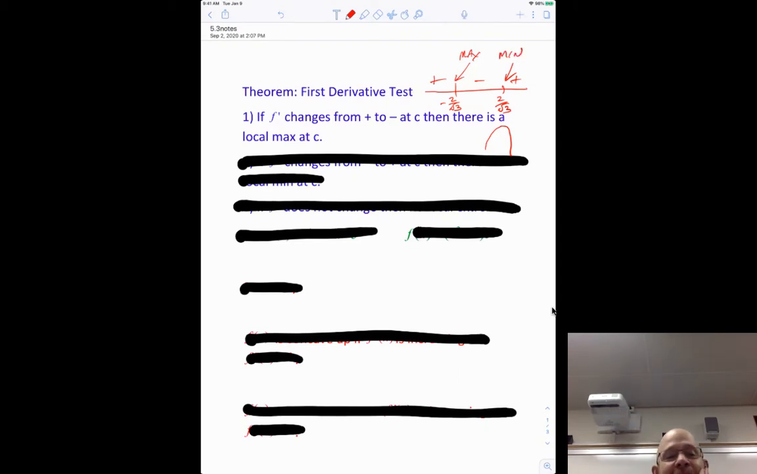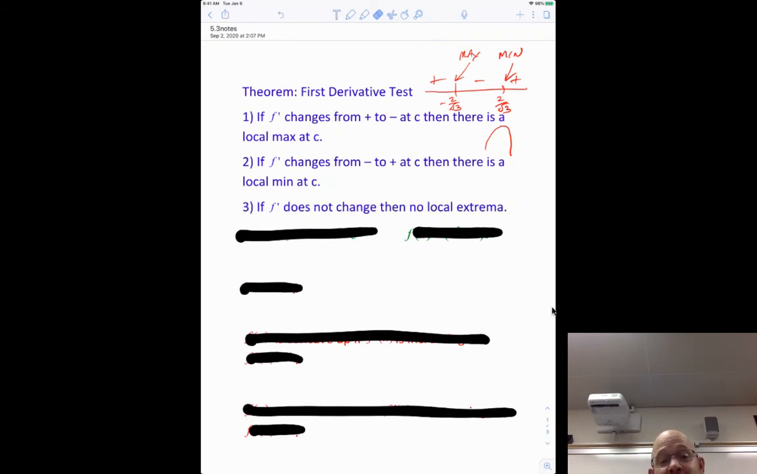So notice if the first derivative changes from positive to negative, there's got to be a local maximum. Second part of that theorem says if that first derivative changes from negative to positive, then there's got to be a local minimum. It's just because up, down, or down, up. Sometimes you can get critical points where the sign does not change. If you get a critical point but the sign doesn't change, positive to positive or negative to negative, then there's just no local extreme there. It's not a minimum or maximum.